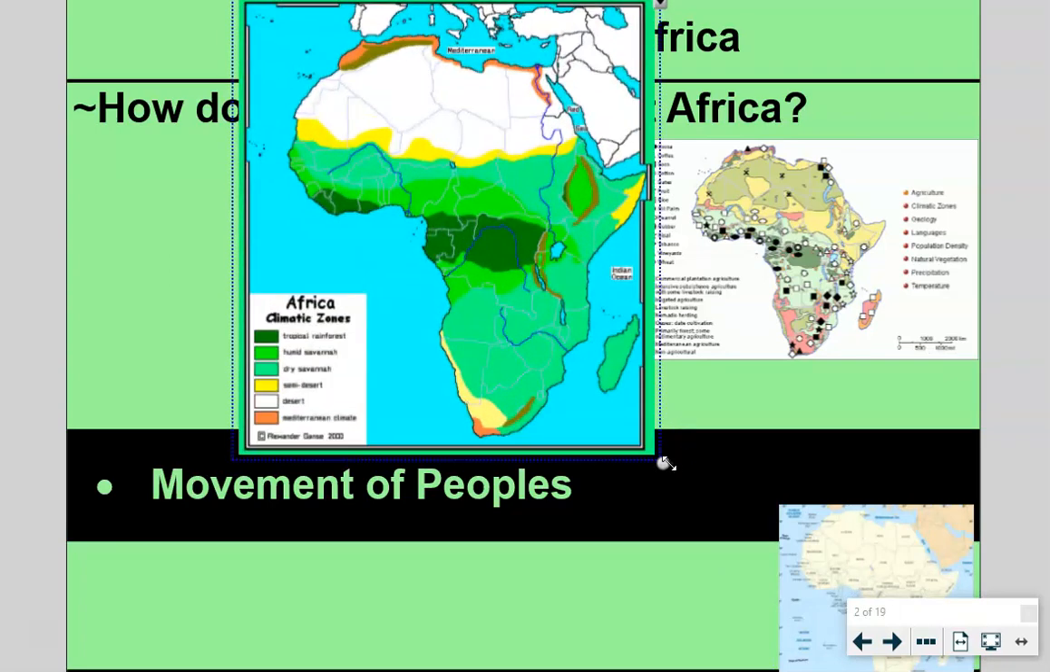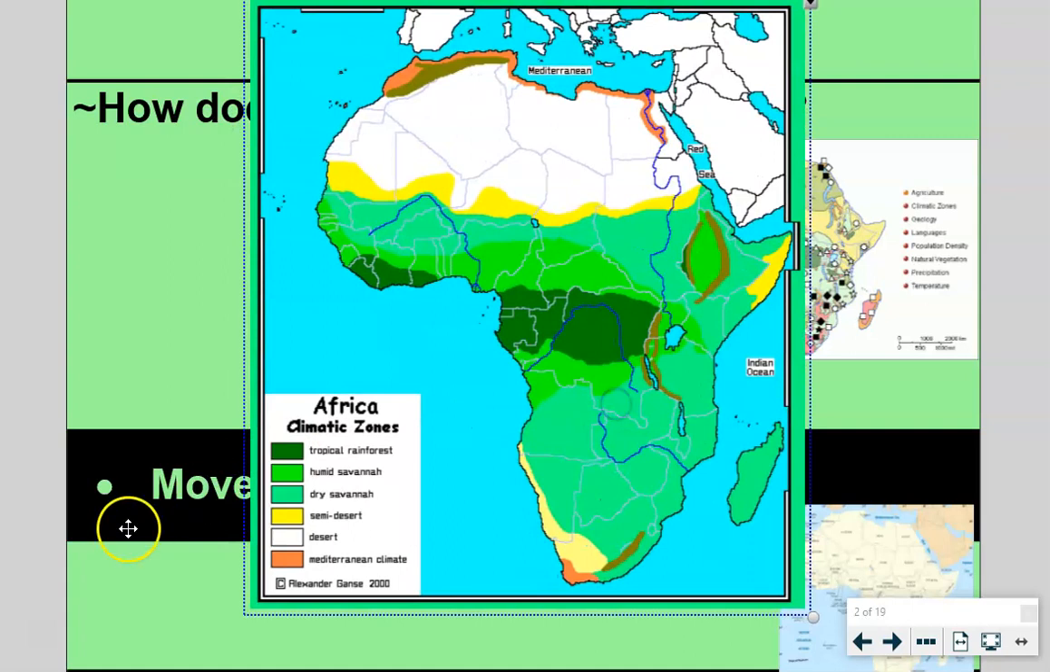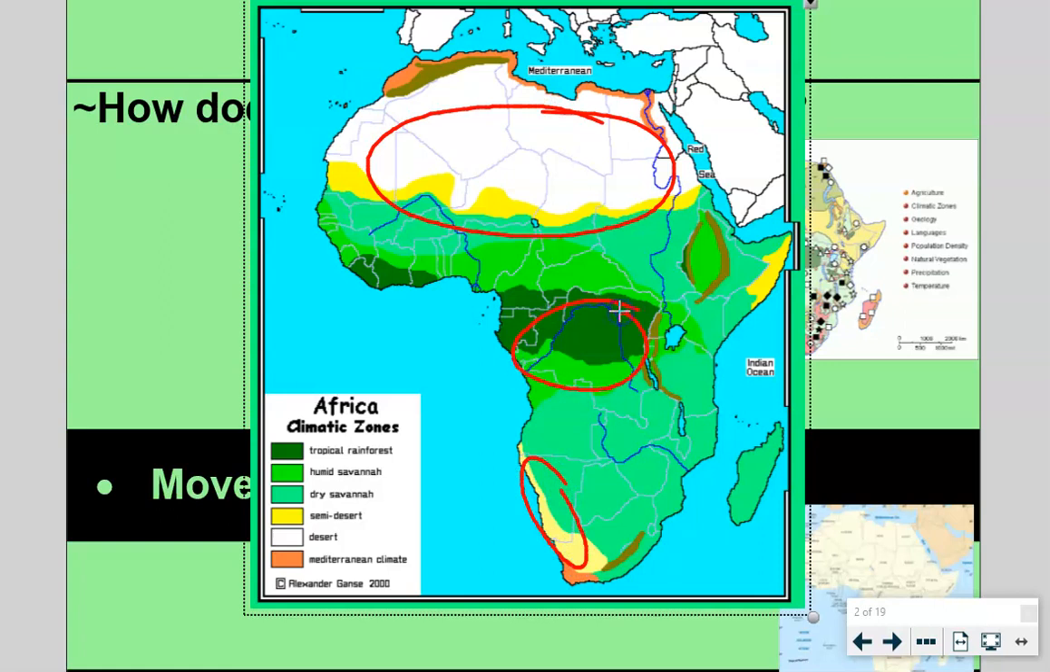Okay, so there's a couple different reasons why it's difficult to move around in here. One, of course, you've got the desert. Desert is going to be very, very difficult to go through. The semi-desert is going to be very, very difficult to go through. And honestly, the tropical rainforest is very difficult too. It's so thick, it's so dense, it's very easy to get lost in rainforests. There's lots of dangerous plants, dangerous animals, dangerous insects, and it's just thick. It's very difficult to actually move through.